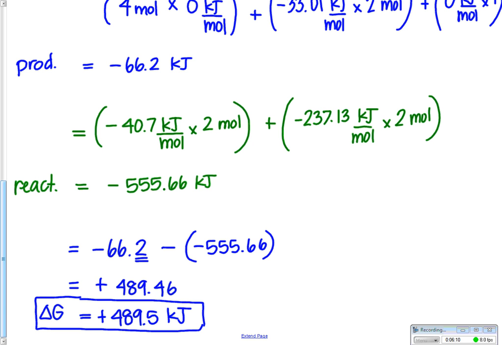And the question says, is this reaction spontaneous or non-spontaneous? So we can see that it's a positive answer. So we go back up to our notes, and we see that when delta G is positive, the forward reaction as written is non-spontaneous. And that is how you calculate Gibbs free energy using Appendix C values. Just exactly the same way you would have calculated delta H in chapter 5 and delta S that you learned how to do recently.